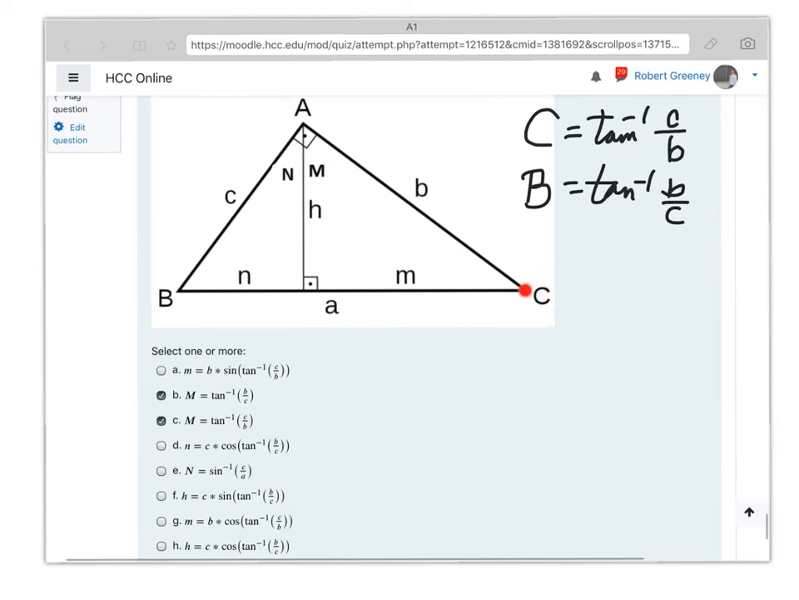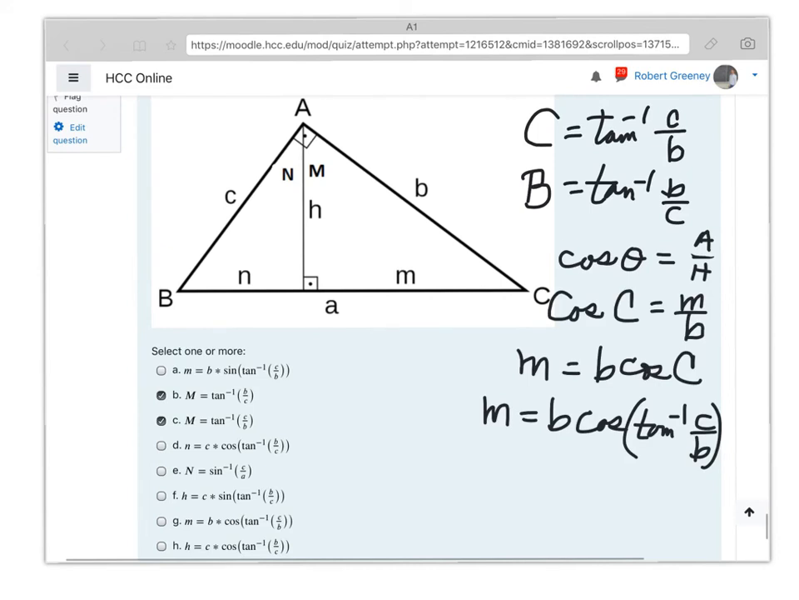Now side M is adjacent to C. So we do know B, and if we go to this triangle, B is the hypotenuse. So we want to use cosine to get M, right? The cosine of C will be the adjacent side M over the hypotenuse B. Let me write that down. So the cosine of any angle is the adjacent, not this A, just adjacent over hypotenuse. And so the cosine of angle C will be the adjacent M over the hypotenuse B. And so we solve for M and we get M equals B cosine C. But C, the angle C, is the inverse tangent of C over B. And so M would be B times the cosine of the inverse tangent of C over B. And can we find that choice?